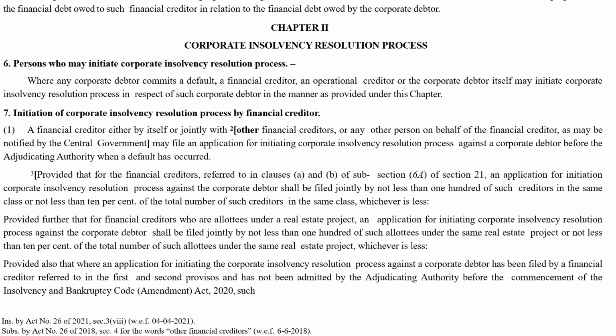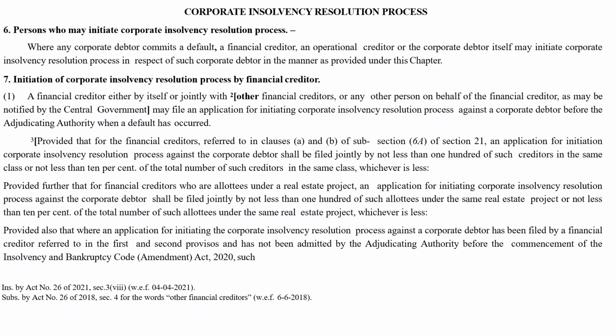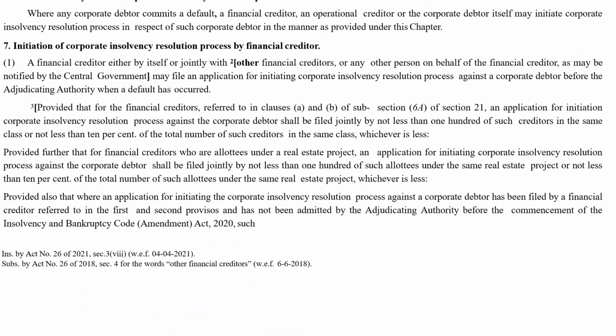Provided also that where an application for initiating CIRP against a corporate debtor has been filed by a financial creditor referred to in the first and second proviso. So because this provision came at a later date, they say if an application has been filed earlier, then it has to be accordingly amended. Okay. This is the notification which was issued raising the minimum amount to 1 crore rupees.